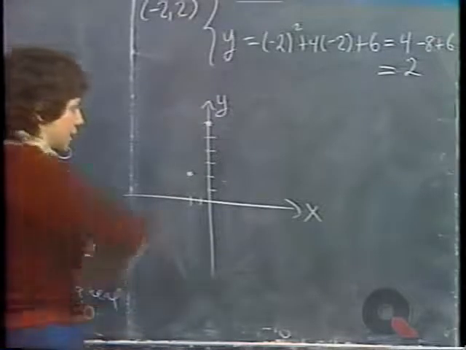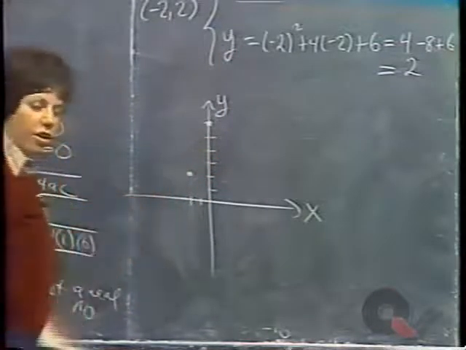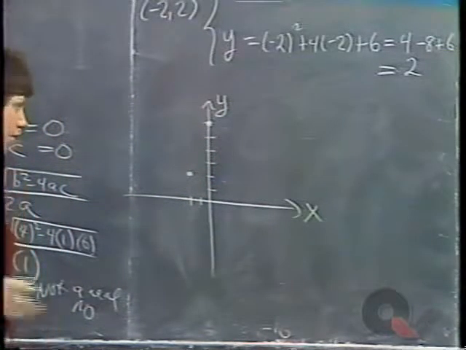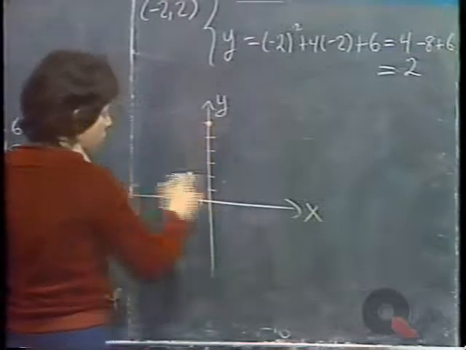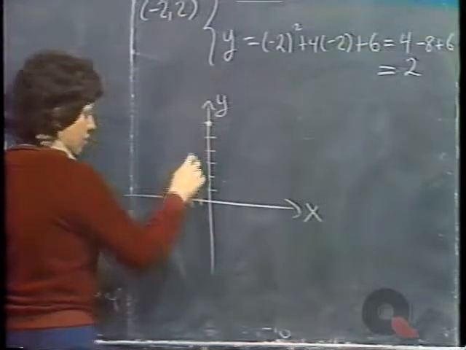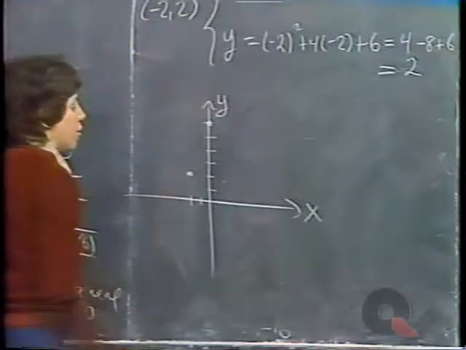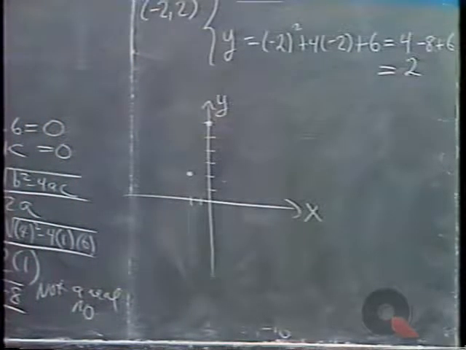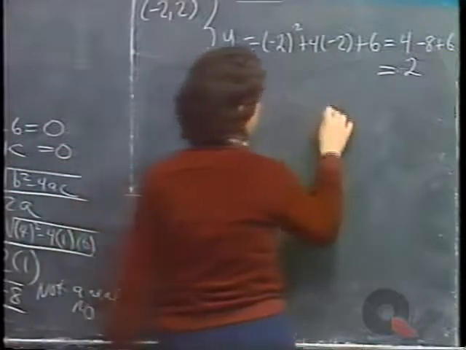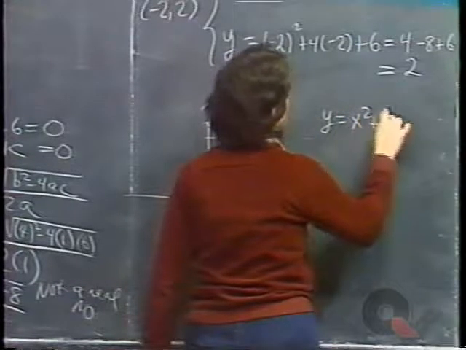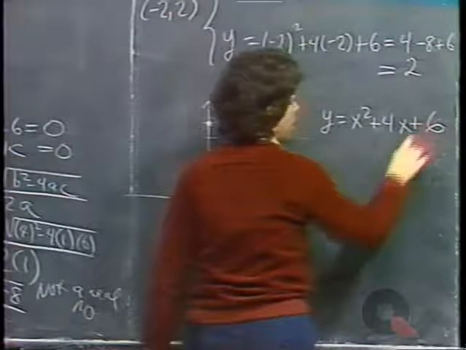Whatever you do, don't connect this and make it look like a straight line. You know it's a parabola. You know the y-intercept, you know there are no x-intercepts. This is the vertex, the turning point. It's going to turn around there. Now we'd like to get another point on this parabola. y equals x squared plus 4x plus 6.